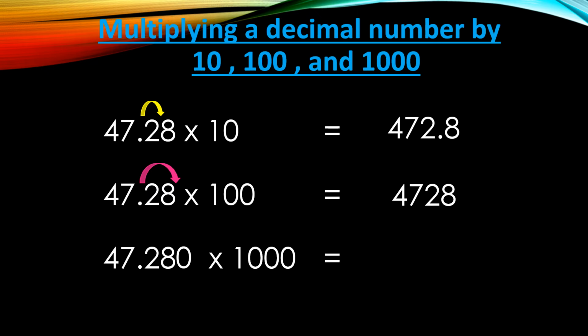Now you have 3 places in this number. Then now you can shift this decimal point 3 places to the right. So the answer is 47,280. I think it's clear for you.